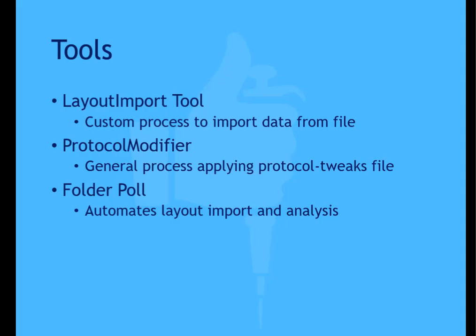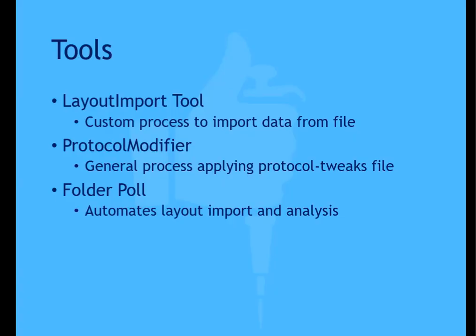For example, we'll use folder pull to launch the LayoutImport tool and create a new or updated protocol tweaks file when a new layout file is detected, and to launch the ProtocolModifier when a new measurements file is detected, launching MyAssays Desktop analysis and applying the protocol tweaks file.